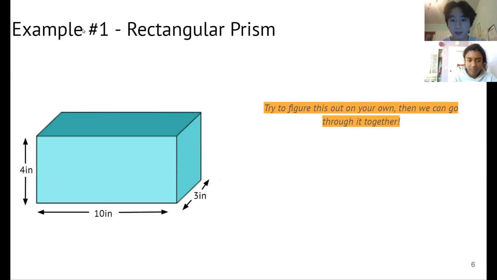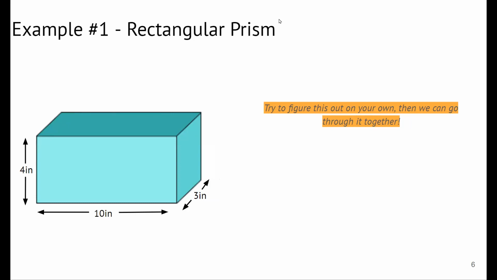Okay, yeah, that's right, Avery. 164 inches squared. Don't forget the units.